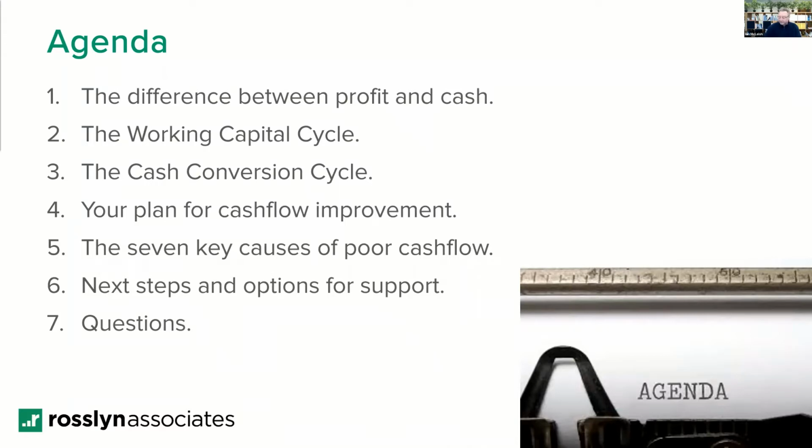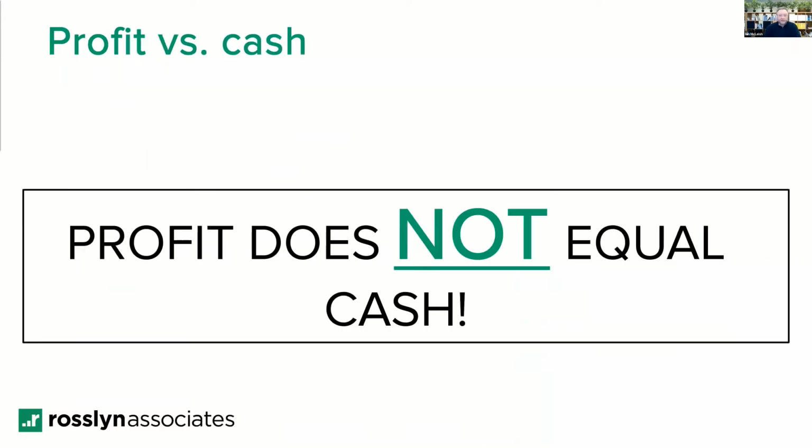Okay, so the first thing, profit does not equal cash. What's the difference? Well, profit is simply your sales less your costs. Unless you're doing cash accounting, which nobody really does in the UK apart from very, very small businesses, your sales are recognised when you invoice them. So the money might not come in yet, for instance.